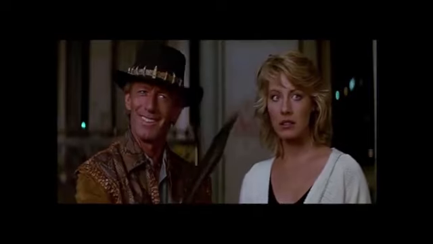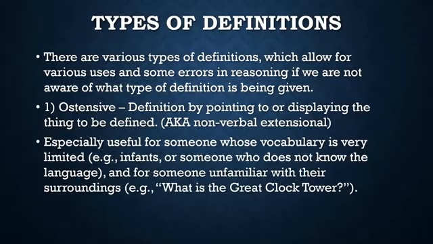That's a knife. This is especially useful for someone whose vocabulary is very limited. So when a toddler first begins to learn words, when an infant first begins to learn words, someone who doesn't know the language maybe, you point to things and then say the word. So you point to a ball and say ball.